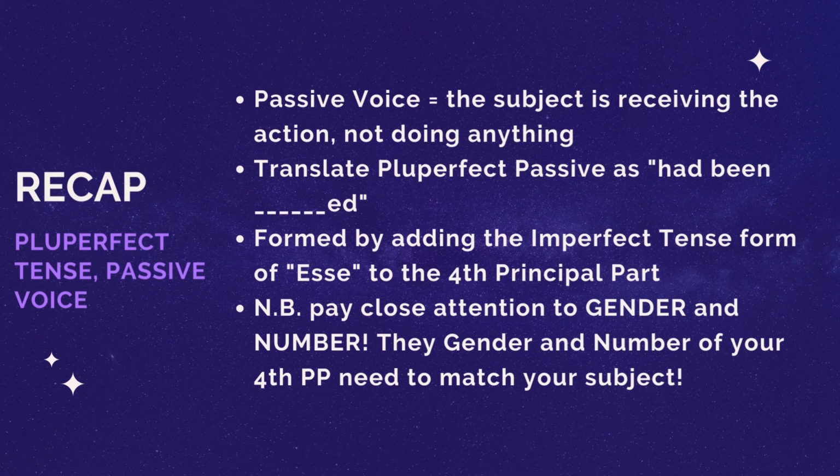So to recap this video, for pluperfect tense passive voice, we said again, passive voice is when the subject is not doing anything, something's happening to it or receiving the action, we might say. You translate pluperfect passive with had been blank, right? I had been seen, I had been heard. It's had been, and then whatever your sort of past tense form of your verb is. To form it, you use the fourth principal part and you add the imperfect form of esse, the imperfect tense of esse. That's how you make it pluperfect passive.